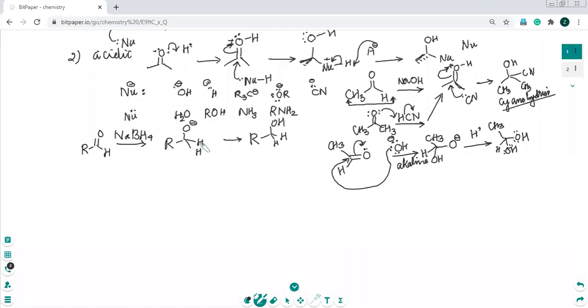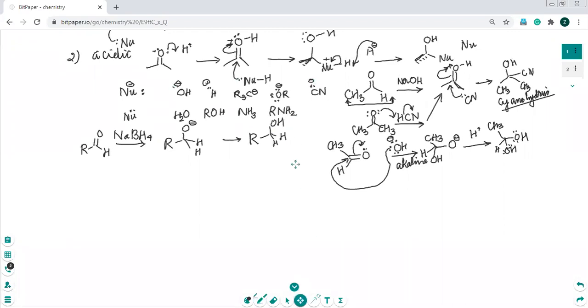Now we were talking about the addition reactions of aldehydes and ketones. Addition, as I told you, can be done under two different conditions: one is under acidic condition, and the other is under basic condition. The acidic condition is what you can see here. We have written it the other day. Have a look at what we did last time.